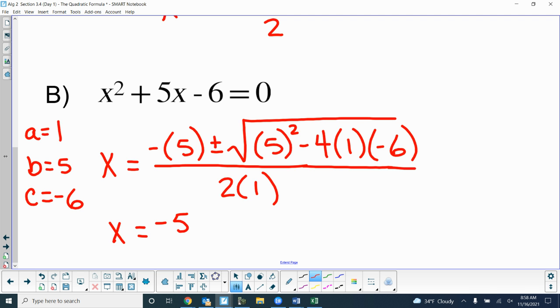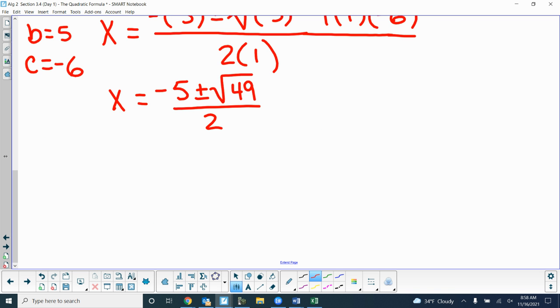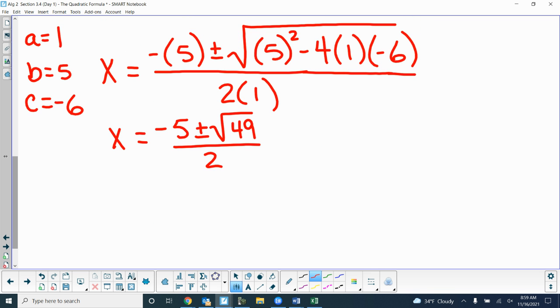So again, negative 5 plus or minus square root over 2. And then I'm going to go 5 squared, 25. Negative 4 times 1 times negative 6 is a positive 24. What's 25 plus 24? 49, right? This is a nice number. Why? That's a perfect square. And you guys know the square root of 49 is 7. So now my answer looks like this.